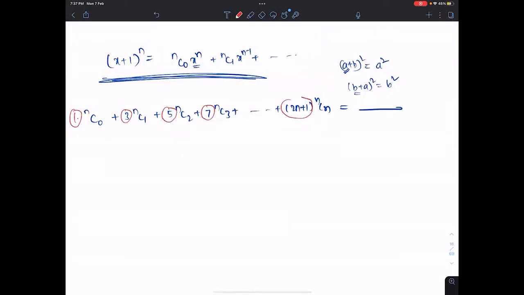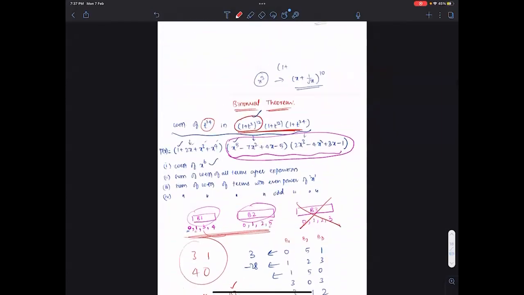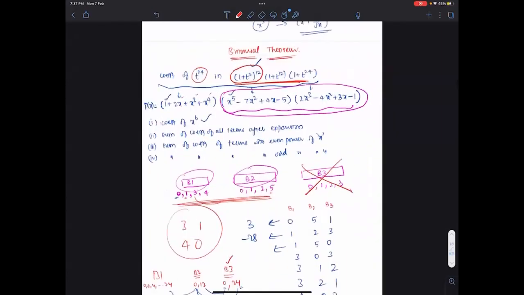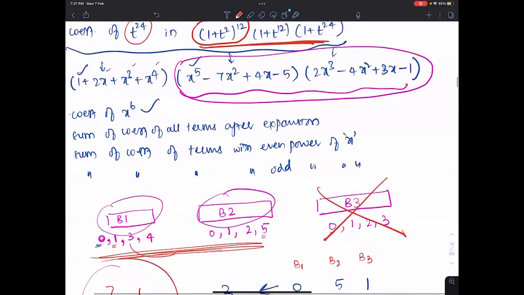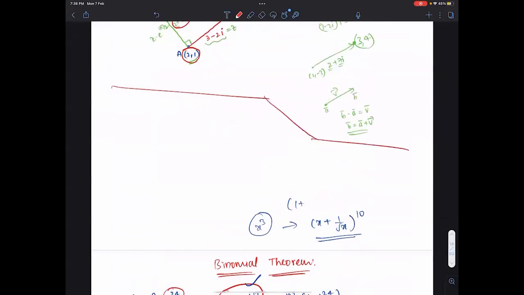Sorry, I forgot in the previous question, the two parts I didn't explain. Sum of coefficients of all the terms in the expansion, that is P of 1. Whenever you have a polynomial, let's say a polynomial is there like this. P of x is equal to a0 plus a1x plus a2x square plus so on till an x power n. Whenever you have a polynomial like this, then what will be P of 1? a0 plus a1 plus a2, that is sum of all the coefficients or not.